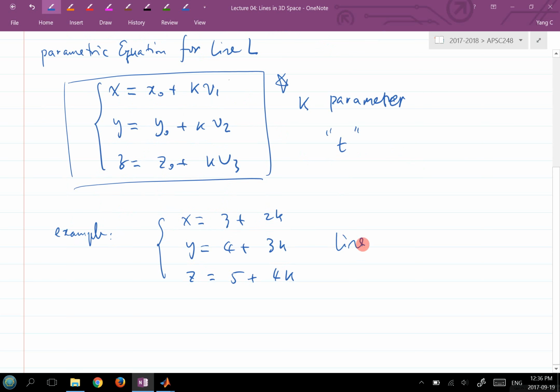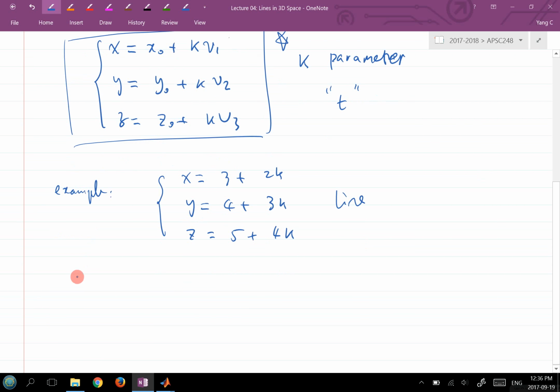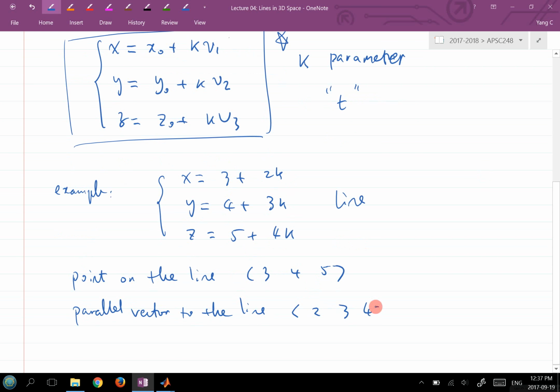The first step you can do is extract a point on the line, which is (3, 4, 5). That's quite easy to get. It's equivalent to setting k to 0, and then you get (3, 4, 5). This gives the coordinates of a point on the line. Then you can get a parallel vector to the line, and the parallel vector here is (2, 3, 4). That's something you can immediately write down before you proceed with the question.